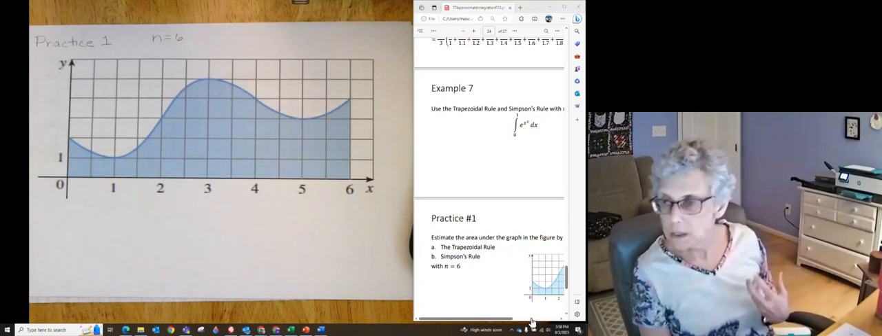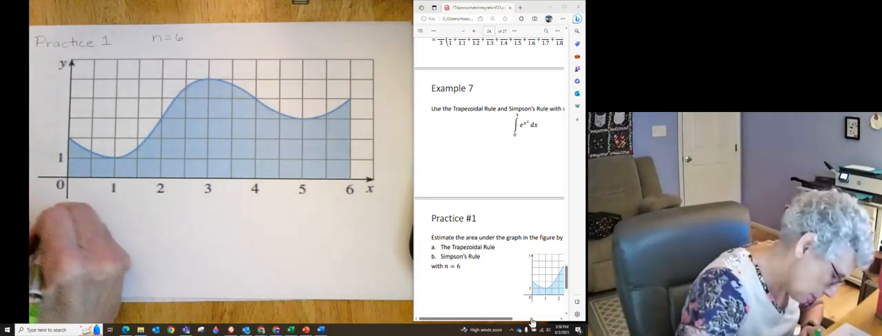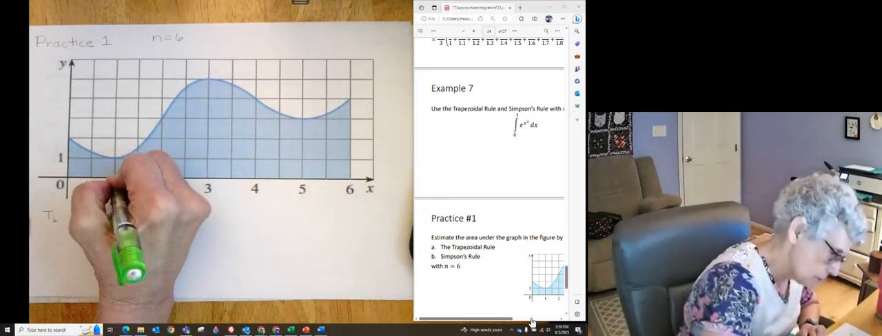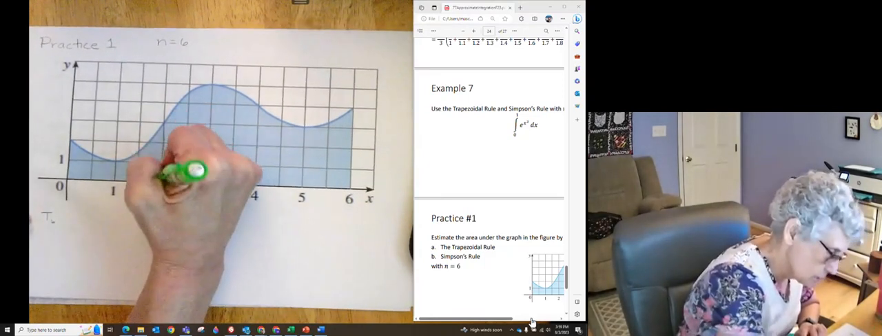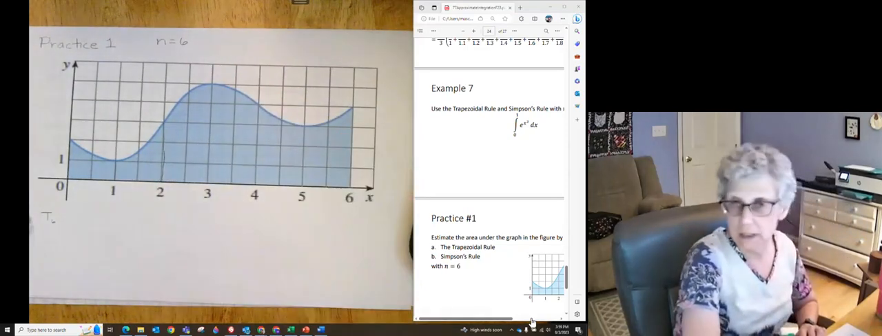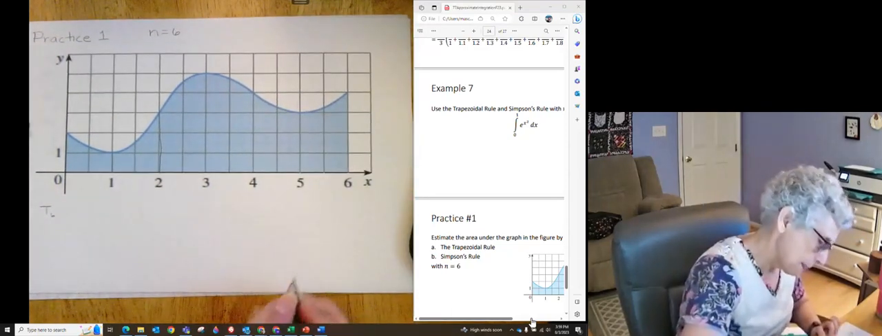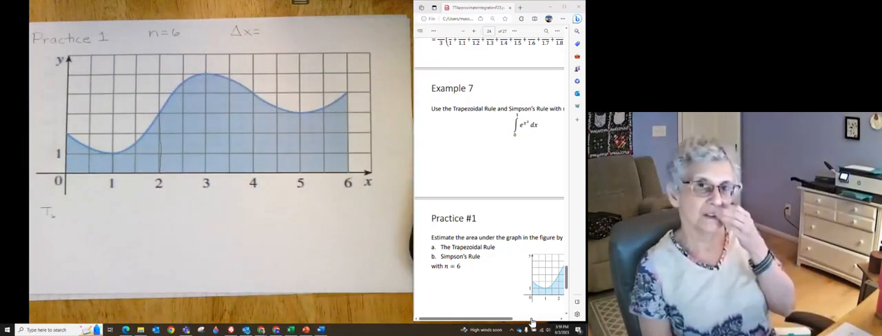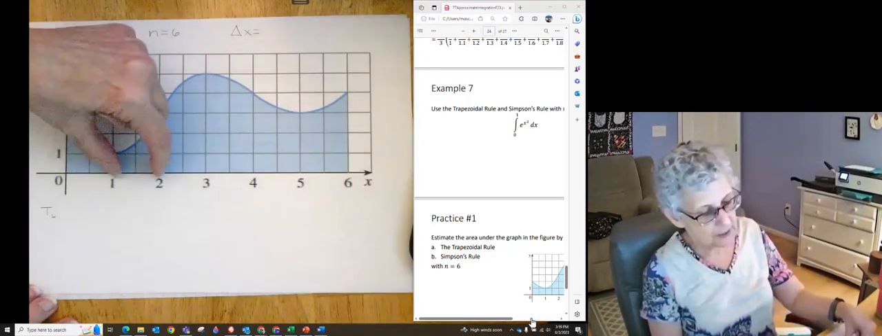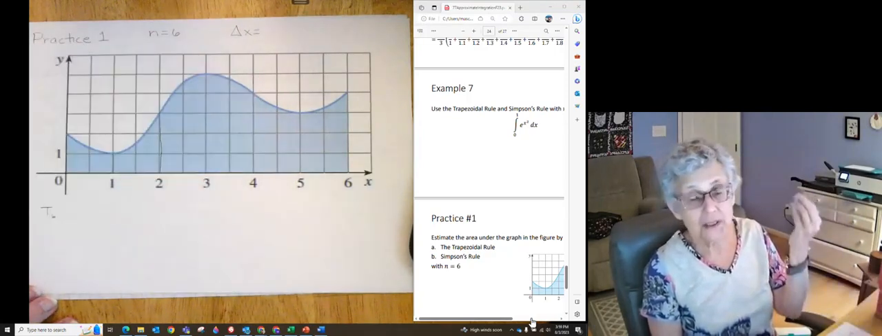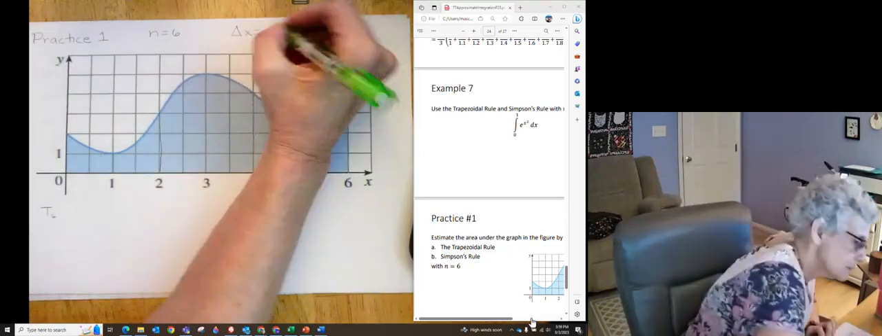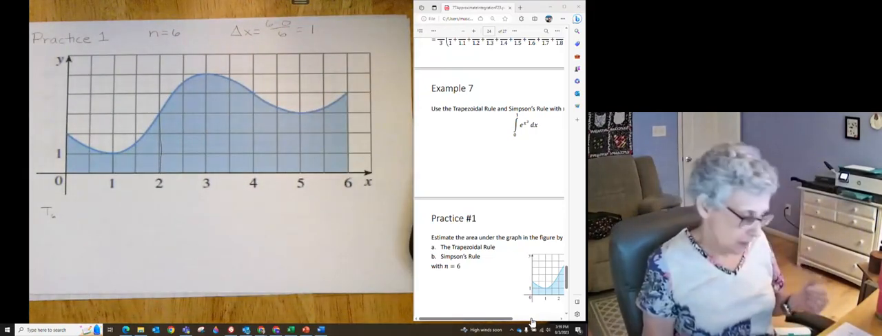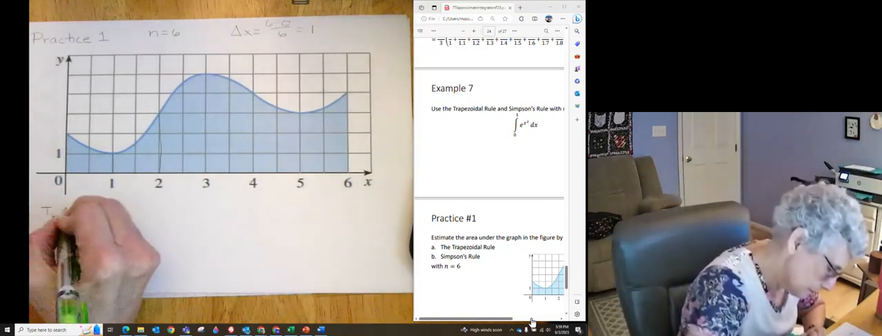So I want to do an estimate using trapezoidal rule with 6 intervals. So 1, 2, 3, 4, 5, 6. It's pretty obvious where they are. My delta x, you can either look at it as the difference between two successive inputs, or 6 minus 0 divided by 6 is 1. So my delta x is equal to 1.